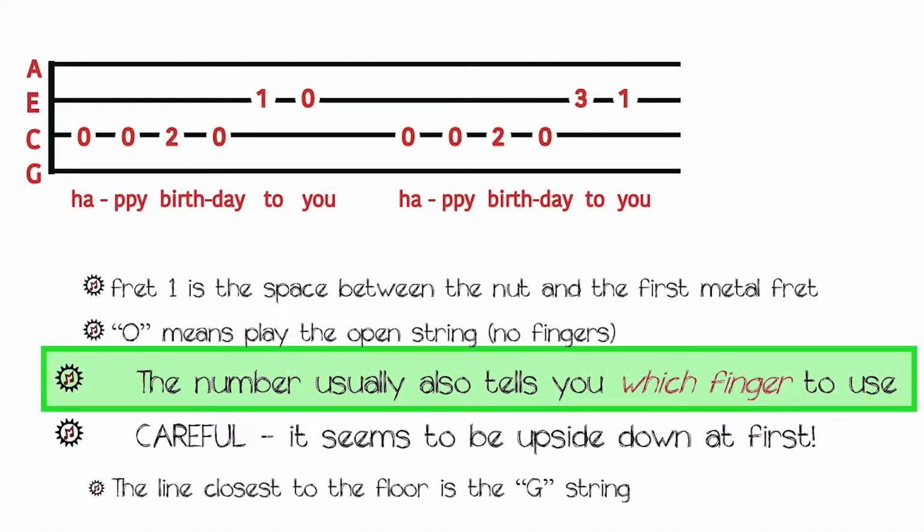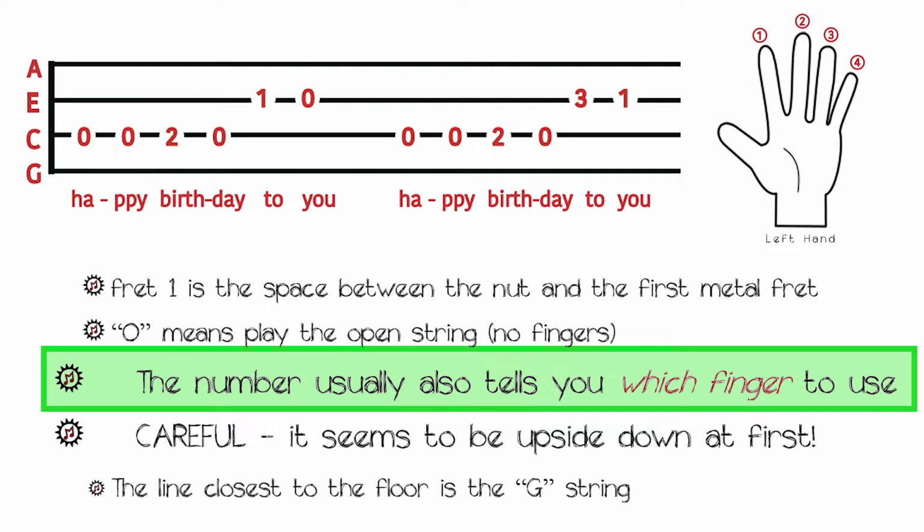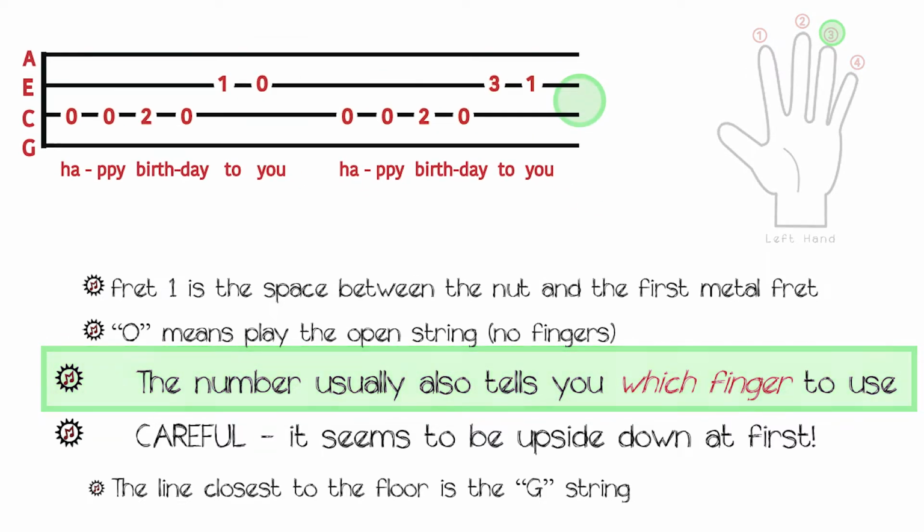The number also usually tells us which finger to use, and this is not a rule that is written in stone forever and always, but for now, learning to read tab, we're going to stick with this. So if we see the number 1, that means we're going to use our first finger to play that note. If we see the number 2, it's going to be our second finger. If we see a number 3, you guessed it, it's going to be our third finger.